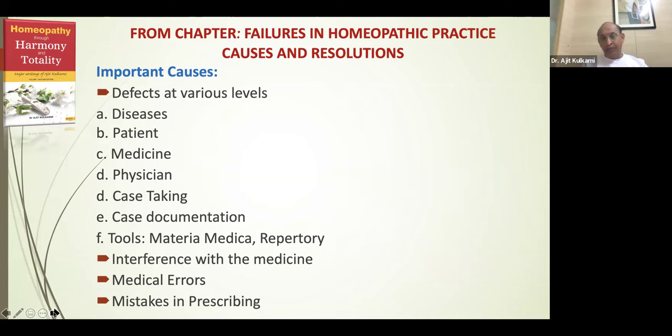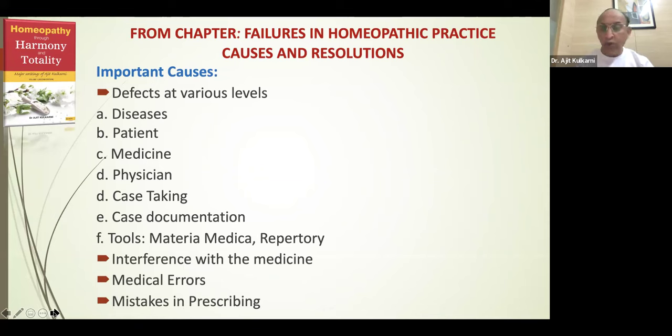Defects at various levels. So defective data at the level of diseases. Maybe the disease has not evolved. Maybe you have not understood the pathophysiology very well. You have not been able to label the disease, which kind of disease the patient has. Then defects at the level of the patient, defective patient.